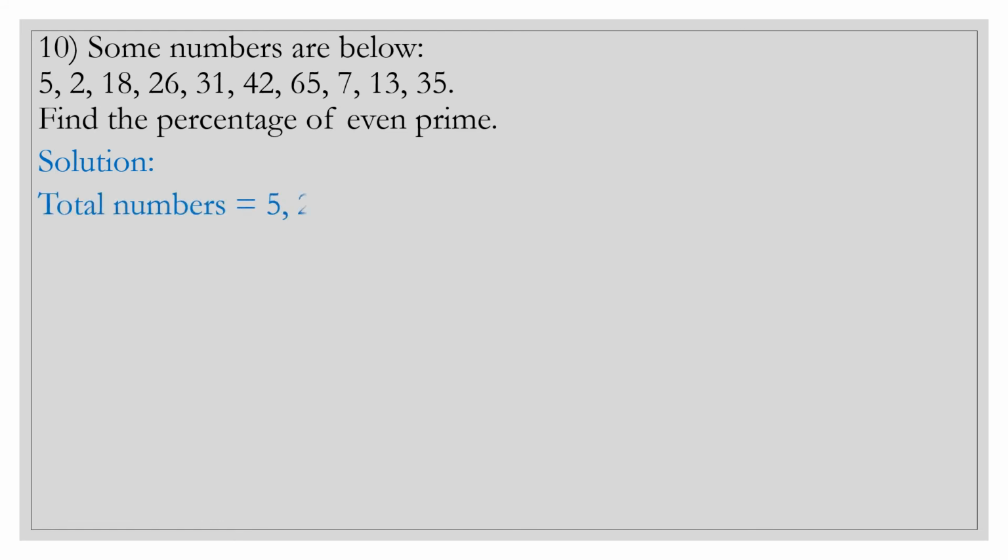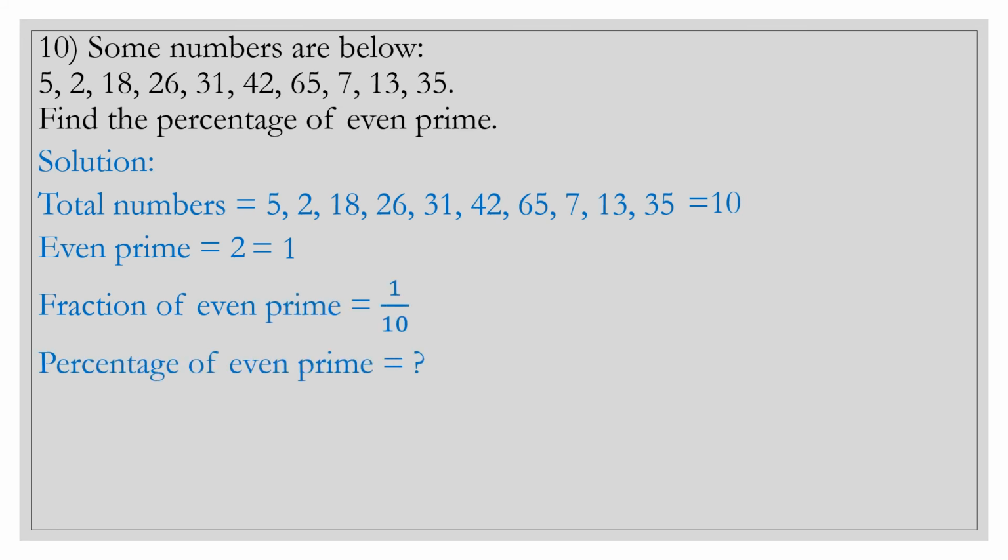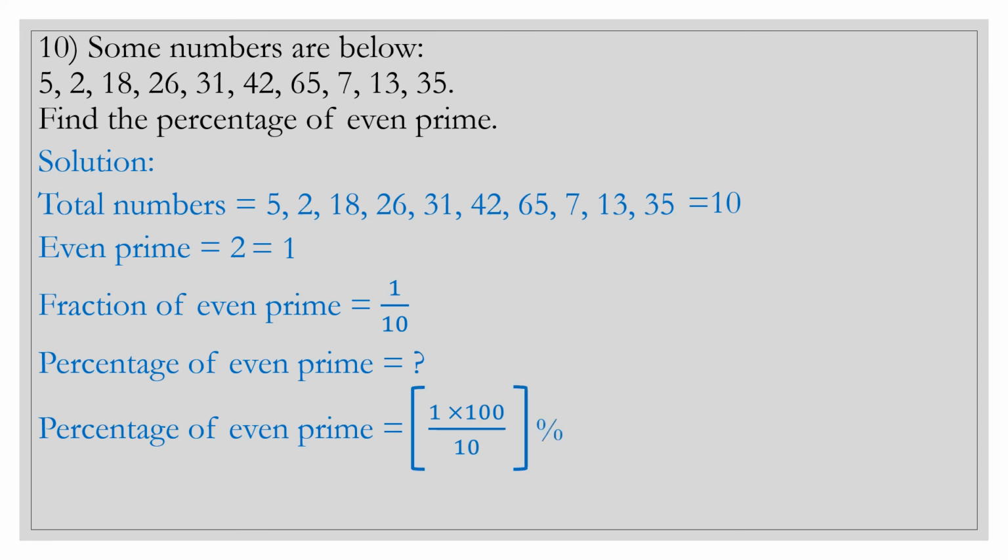First, write down total numbers, which is equal to 10. Then write down even prime, which is 2. If we count, the answer is 1. So the fraction of even prime is equal to 1 upon 10, and percentage of even prime we have to find out. So the percentage of even prime is equal to, write down 1 upon 10 multiply by 100 in bracket and put the percentage symbol.